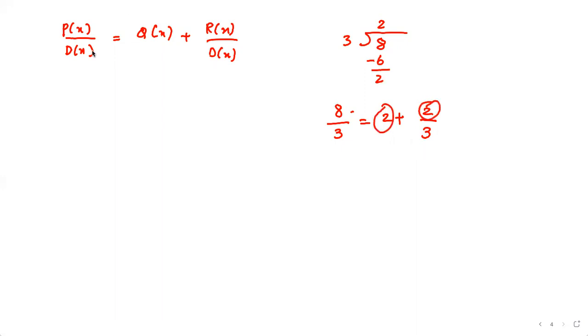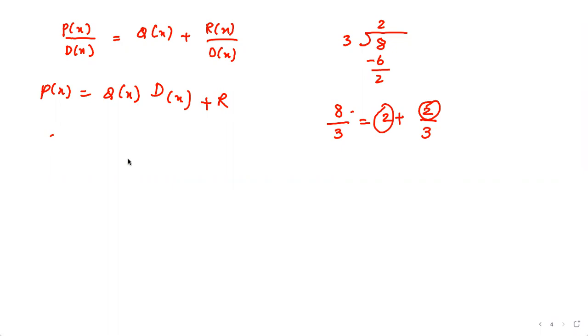Now, if you multiply this divider to the other side, sometimes you can write a polynomial as quotient times divider plus remainder. So any polynomial can be written as quotient into divider plus remainder. So this is another format which might be very handy.